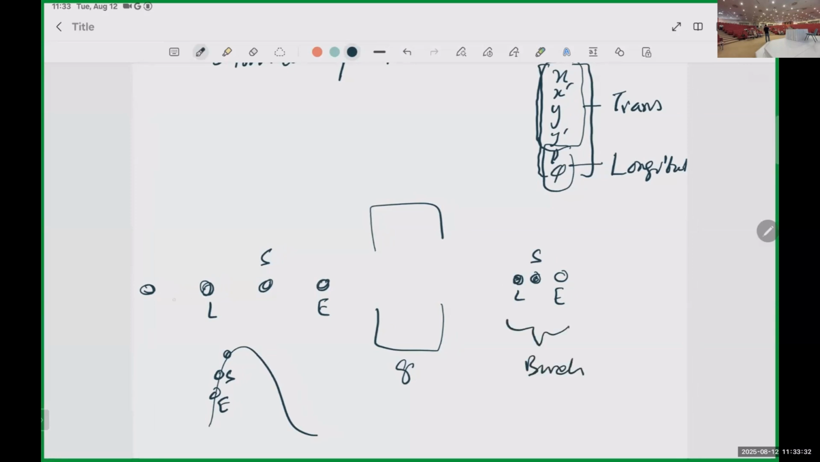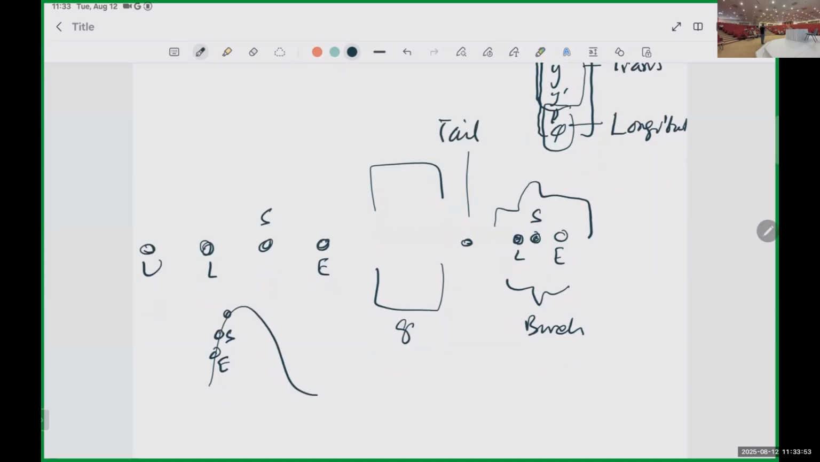Okay. What about this unstable particle? The unstable particle will come closer, but it is far. It is very far. It's so far that we cannot regard it as part of the family. The bunch family is, in fact, we call it the tail. It is called the tail of the bunch.